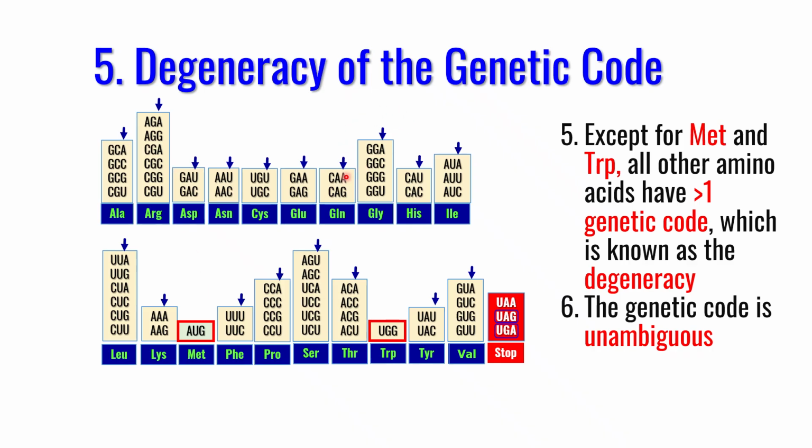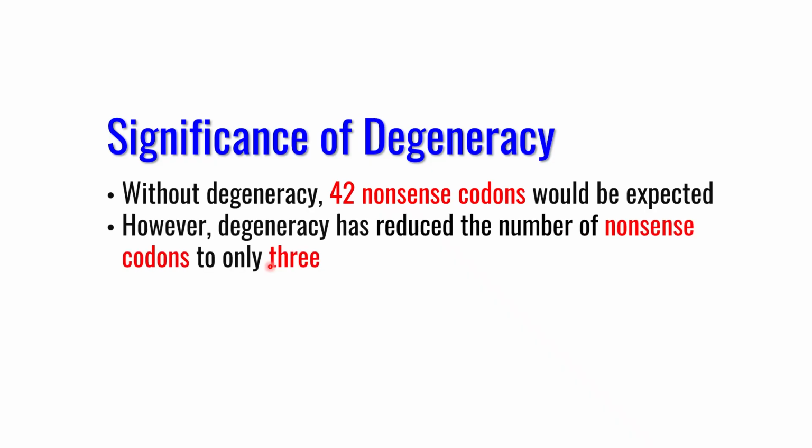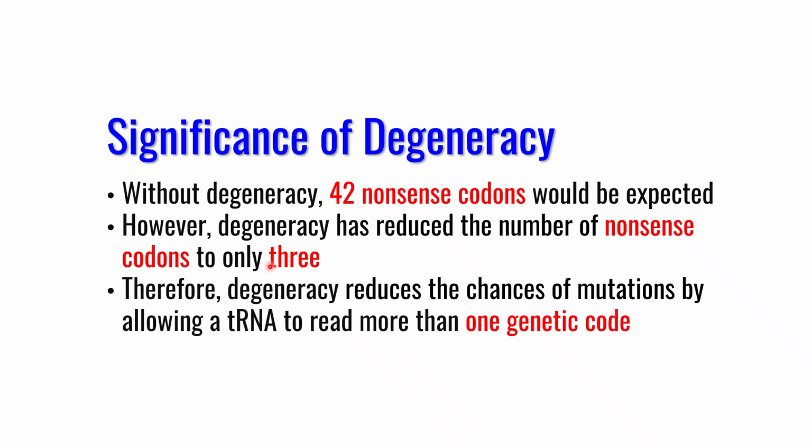Although there are more than one genetic code for most of the amino acids, they are unambiguous. In each group they all will specify the same amino acid. For example, valine has four genetic codes, but each will specify unambiguously valine in this case. So what is the significance of degeneracy? Without degeneracy, 42 nonsense codons would be expected. However, the degeneracy has reduced the number of nonsense codons to only 3. Therefore, degeneracy reduces the chances of mutation by allowing a tRNA to read more than one genetic code.